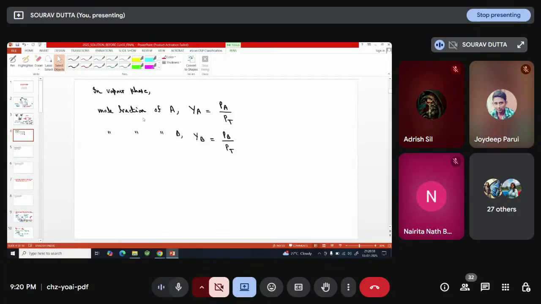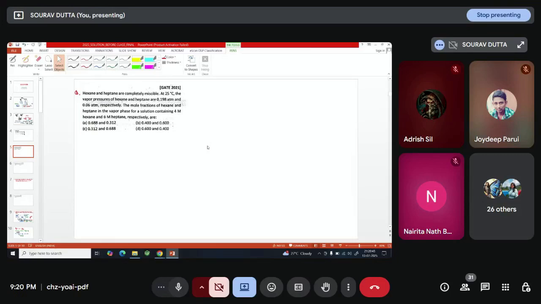So now we move to some numericals. What kind of numerical can be asked in your question from Raoult's law? It is your first numerical.